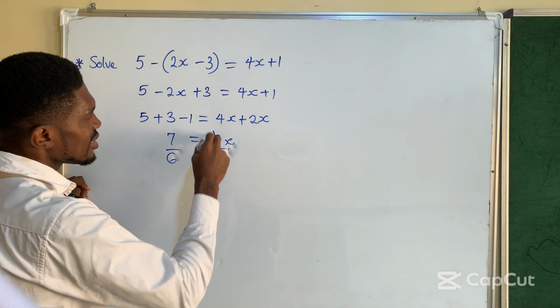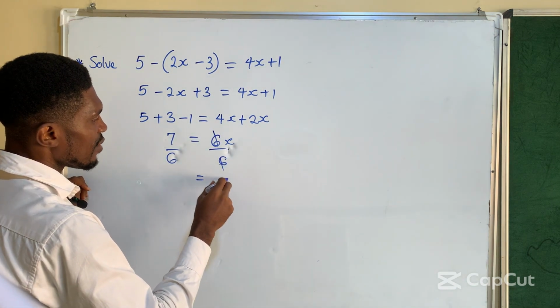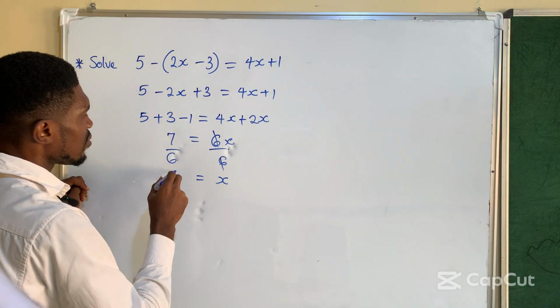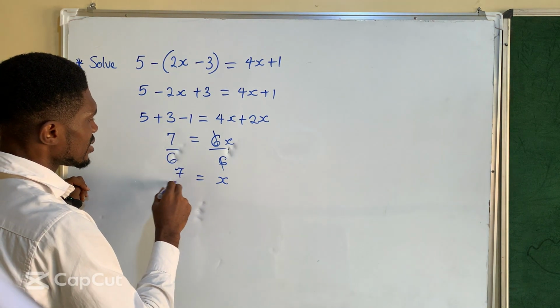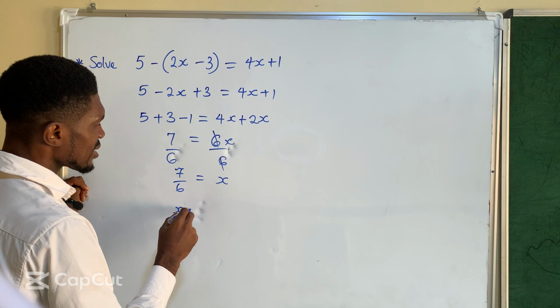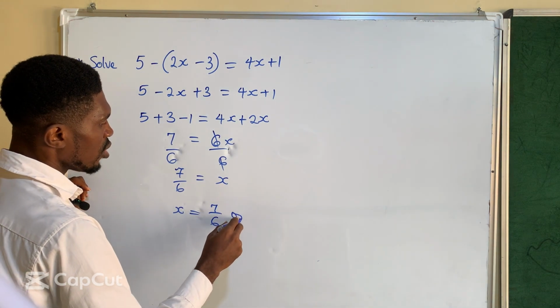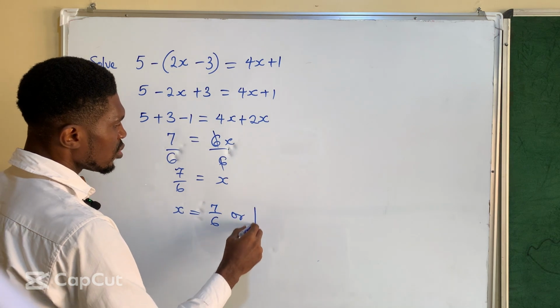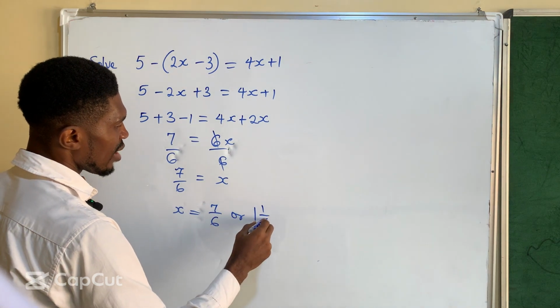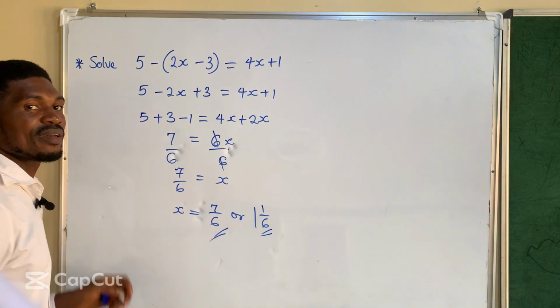So we have 6 cancel 6, we have x remaining, 7 over 6. So we have that our x is equal to 7 over 6, or you say 1 whole number 1 over 6. So this is our answer.